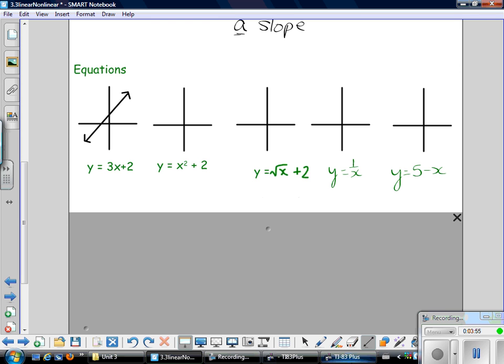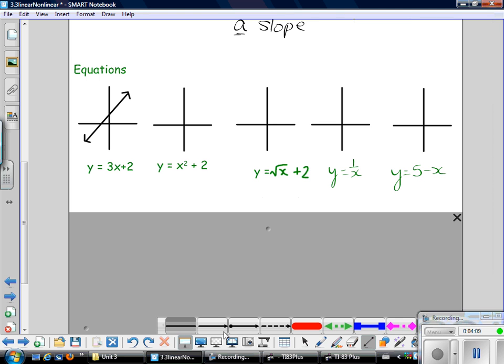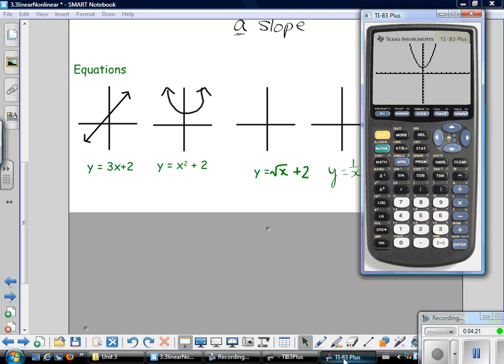We go back in here, and it says x squared plus 2. So we have another graph, and this time I think I'm going to have to draw it freehand. It looked something like this, something like a U.